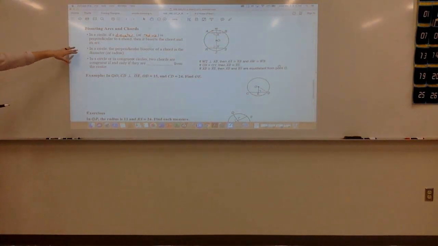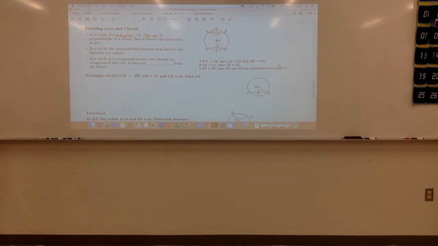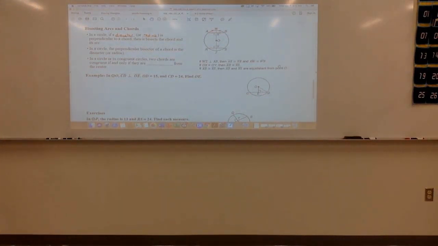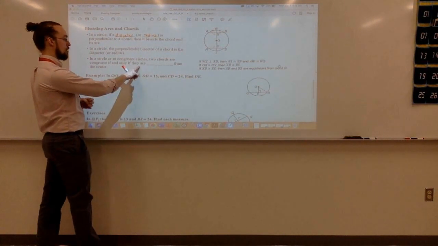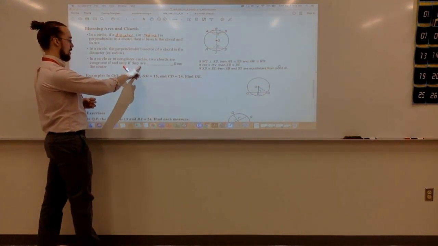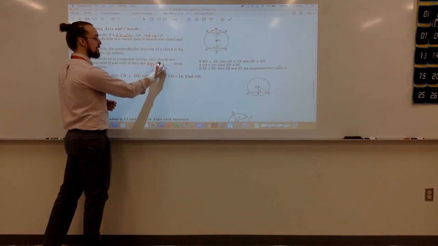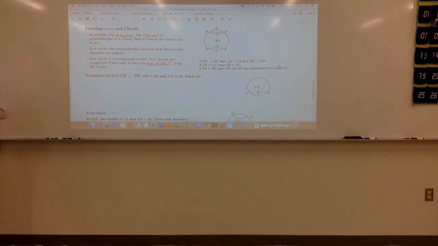Then the second bullet is pretty much the same as the first. A perpendicular bisector of a chord is the diameter or radius. And then we could say, in a circle, or again in congruent circles, two chords are congruent if and only if they are, to make it one word, equidistant. Same distance, or equidistance.